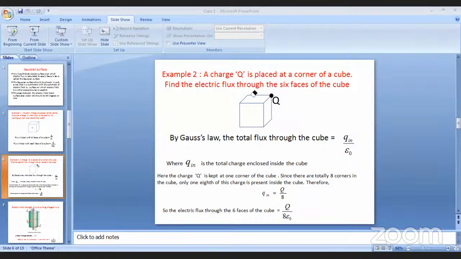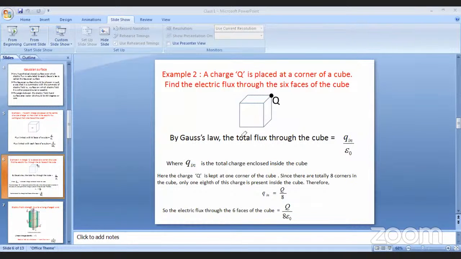So the next example you can see here. A charge capital Q is placed at a corner of a cube. So this is a cube, and you have this charge at the corner. Find the electric flux through the 6 faces of the cube. This is your question. So now we are going to work with it.